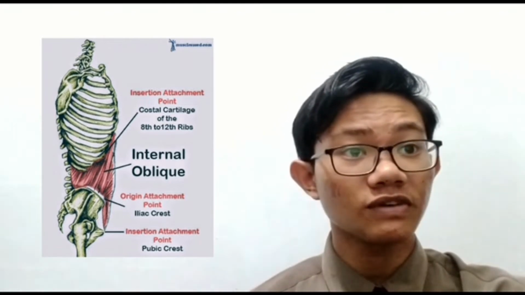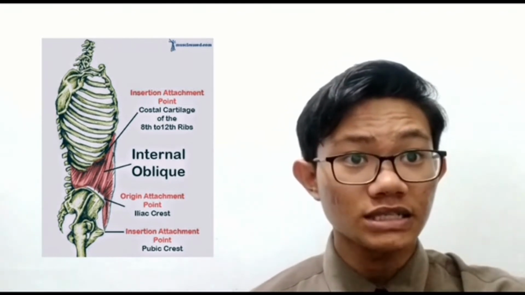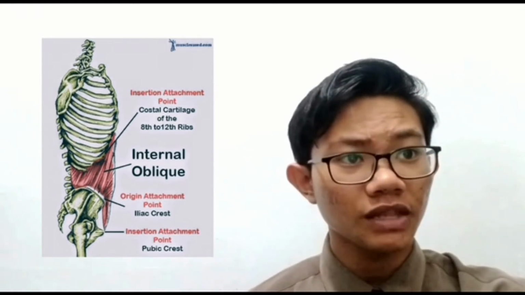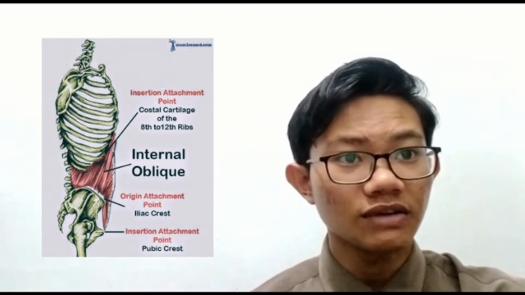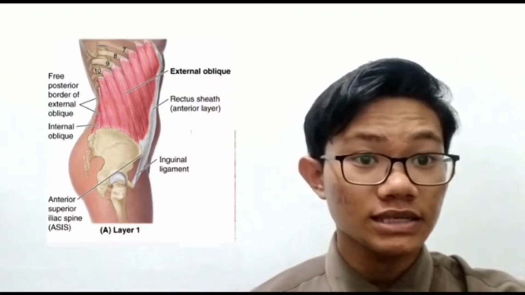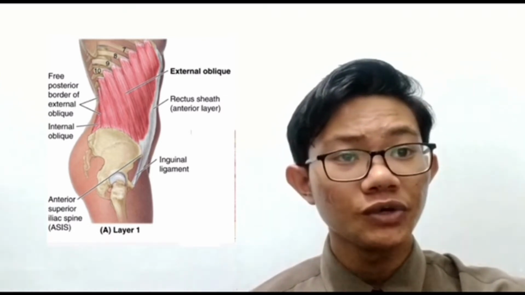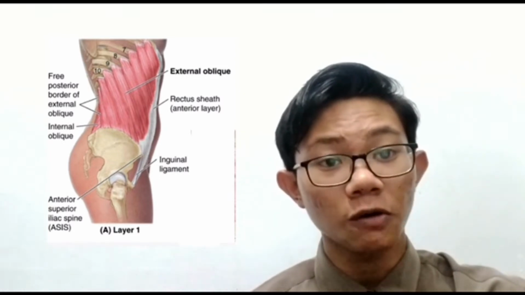The internal obliques function bilaterally, that means both sides, to flex the trunk and compress its contents. They function unilaterally, one-sided, to laterally flex the trunk and rotate it to the same side. The external obliques function bilaterally to flex the trunk and compress its contents. They function unilaterally to laterally flex the trunk and rotate the trunk to the opposite side.